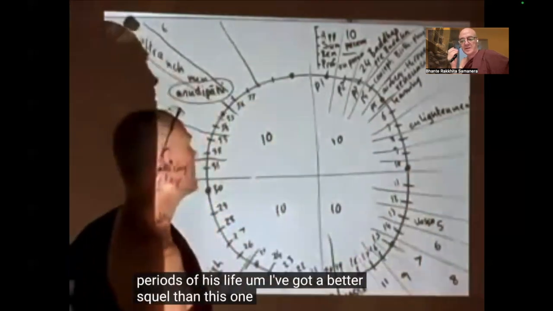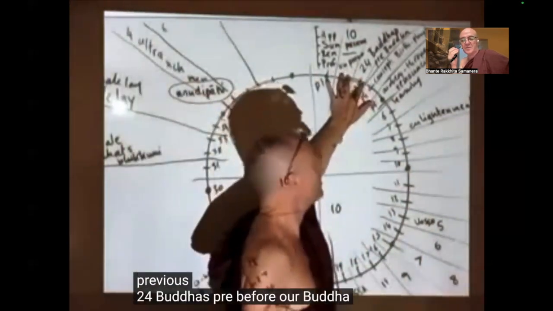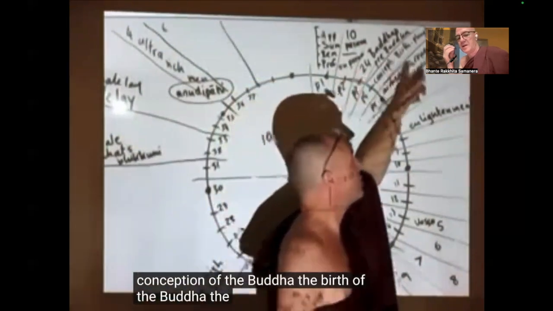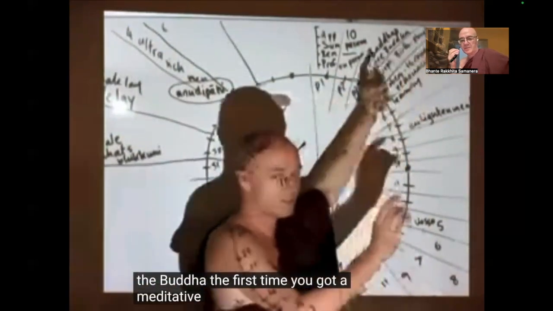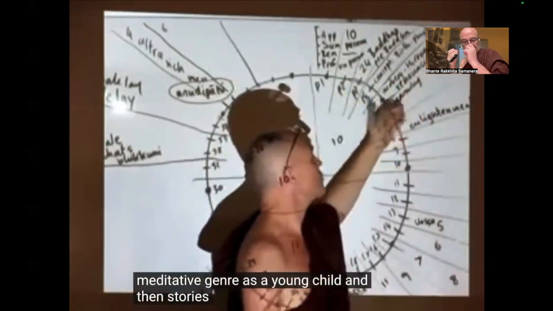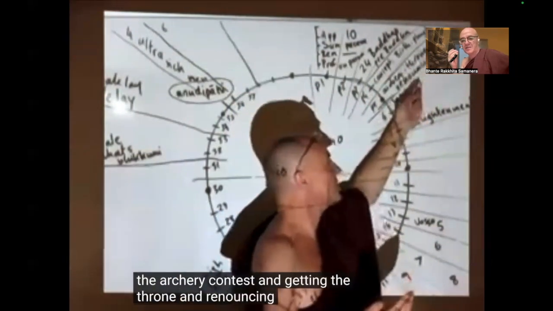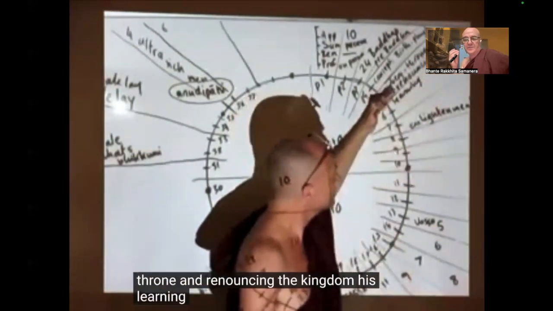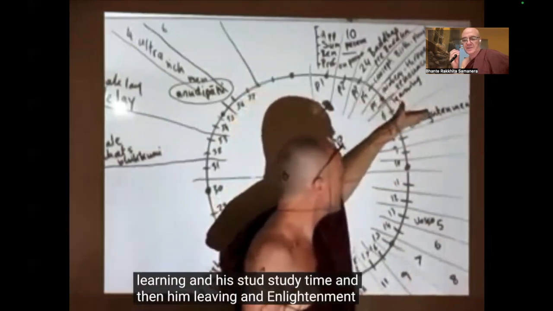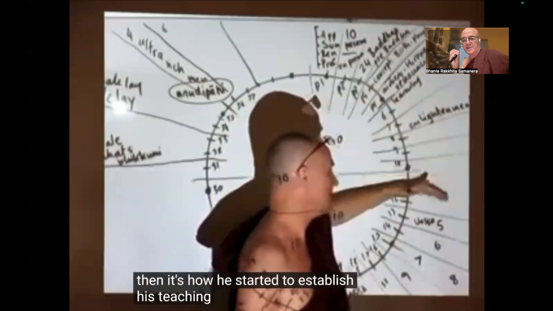I've got a better sequel than this one, but these are the previous 24 Buddhas before our Buddha. From here it talks about the conception of the Buddha, the birth of the Buddha, the first time he got a meditative jhana as a young child, and then stories about him growing up, the archery contest and getting the throne and renouncing the kingdom, his learning and his study time, and then him leaving and enlightenment. And then it's how he started to establish his teaching.